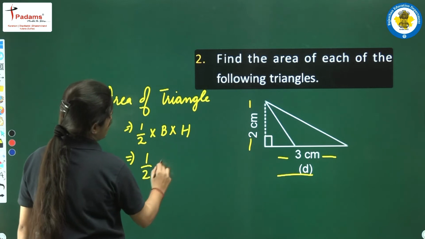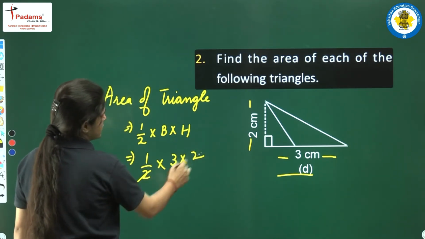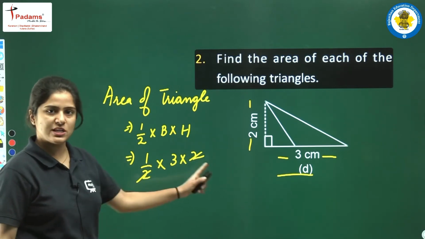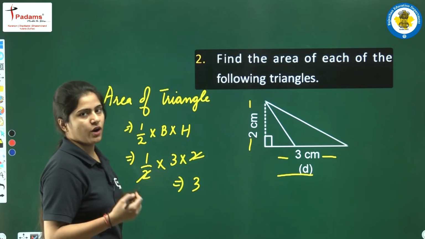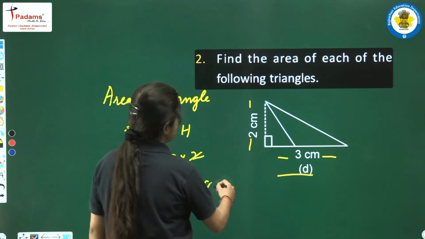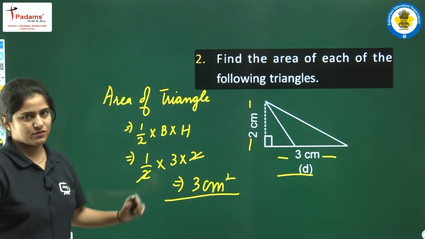That is half into, what is the base? That is 3. What is the height? That is 2. 1, 2 and another 2 will cancel out each other. And students, this 3 will be left. That is your area of the triangle. 3 centimeter square. Right? This is the answer, students.